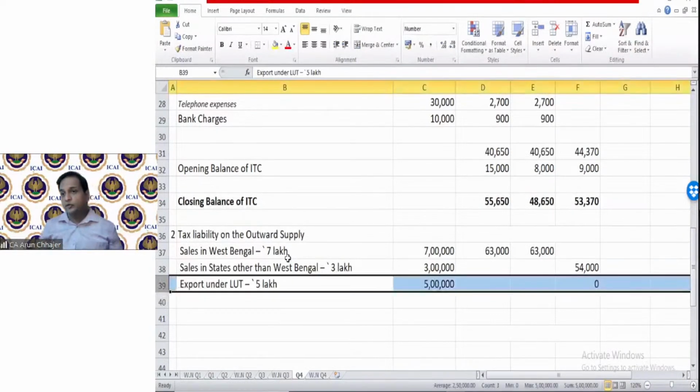Will I be entitled to take the refund if I'm exporting the goods under LUT? Will I be entitled to take the refund of goods exported under LUT?